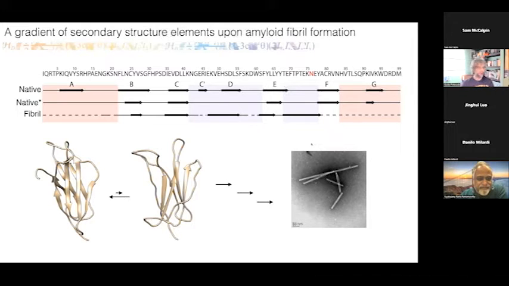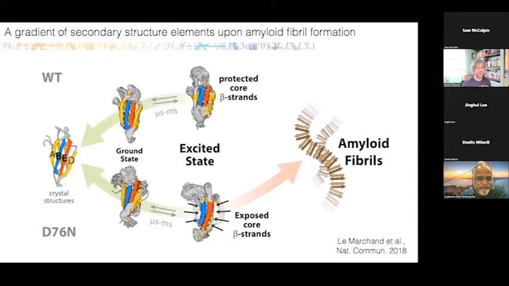for the formation of the new fibrillar architecture. And you can see all this sketched here: crystal structures where we have ground states, which are very similar, and excited states, which in one case in the wild type show a protected beta strand core, and then a more exposed core in the D76N, allowing an easier formation of fibrils.